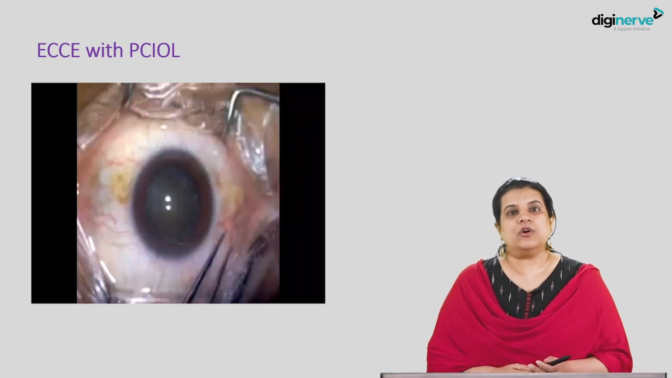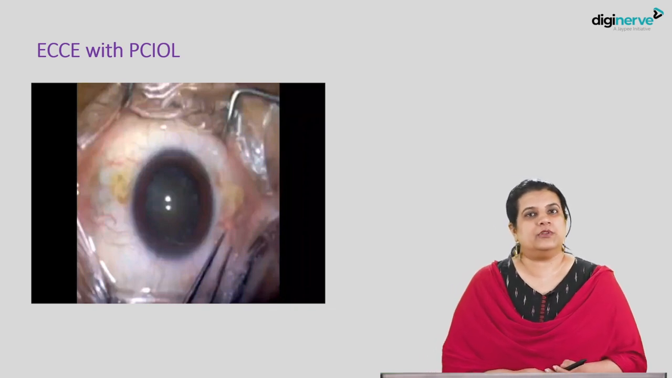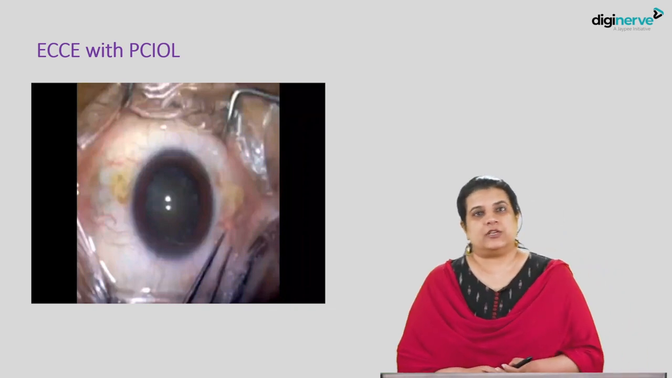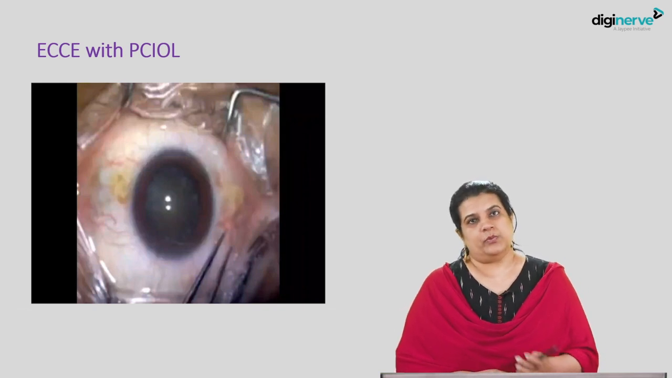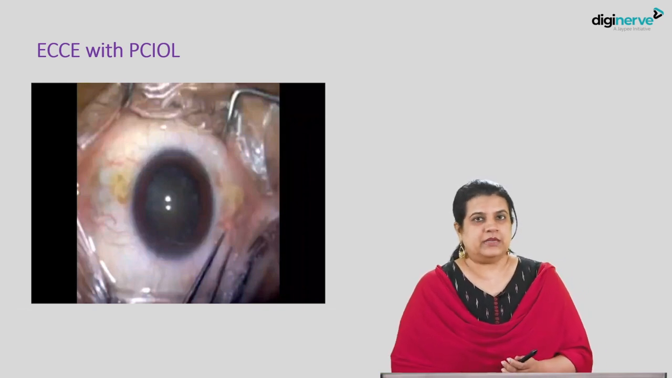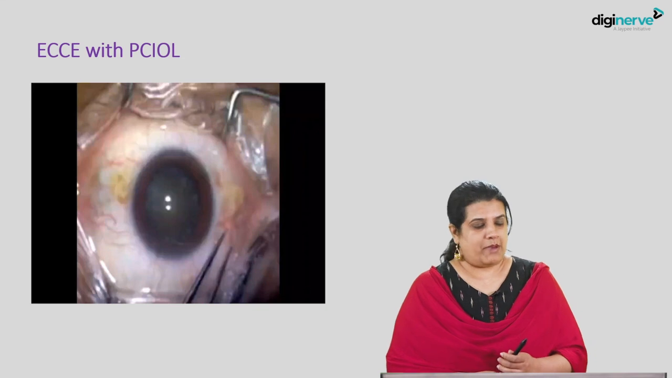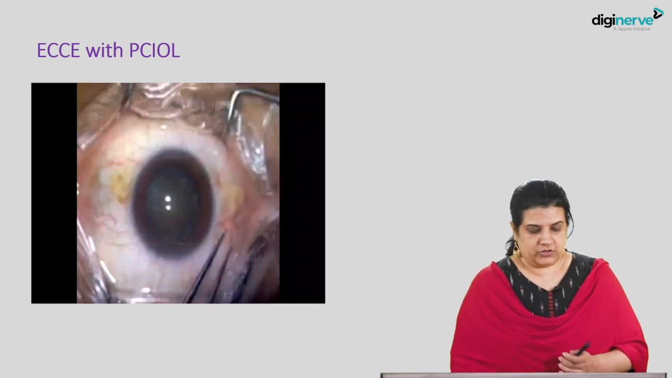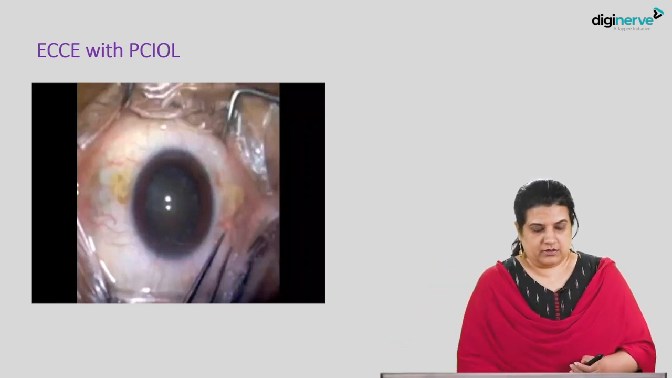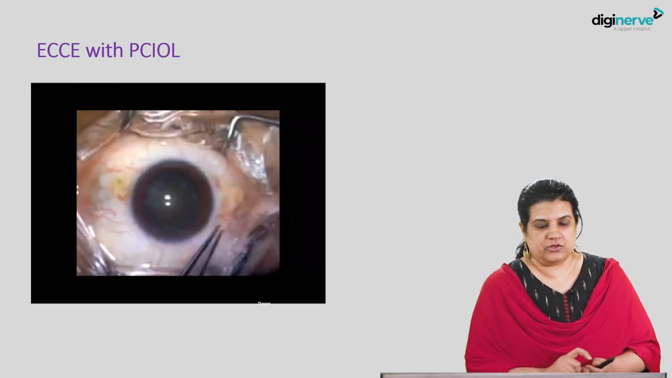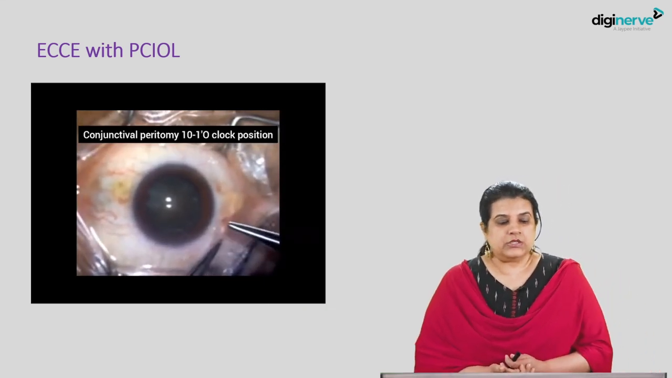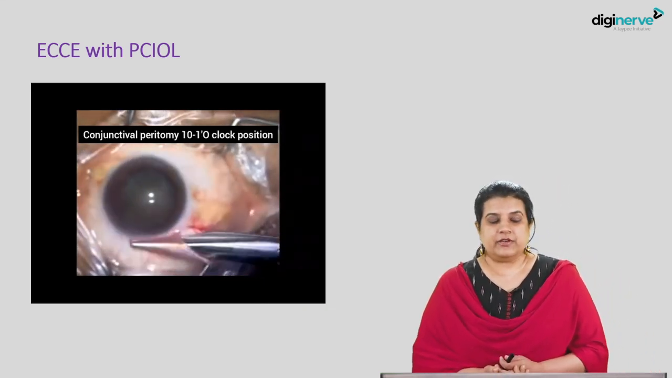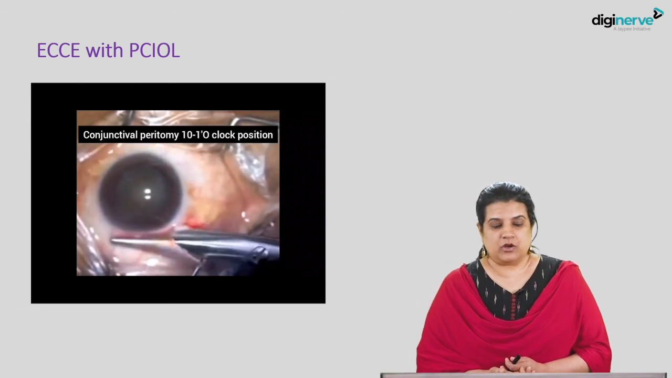Always bury the knots of the sutures, because if you leave the knots exposed, these exposed knots can serve as a nidus for microbial agents from the outside environment, and therefore it's important to bury the knots. So here in this video, we look at the procedure of ECCE with PCIOL. So we are doing a conjunctival peritomy from 10 to 1 o'clock position.